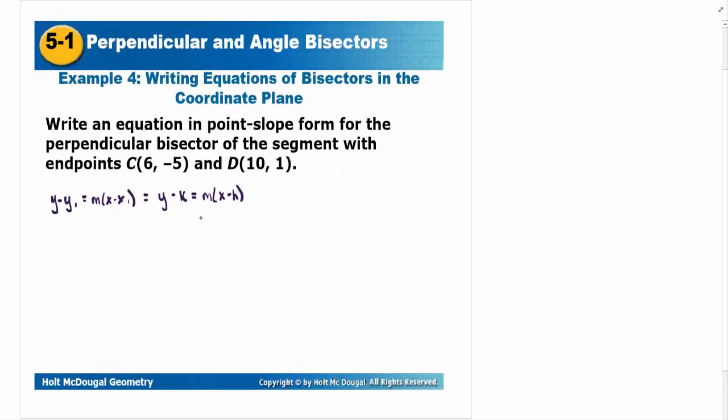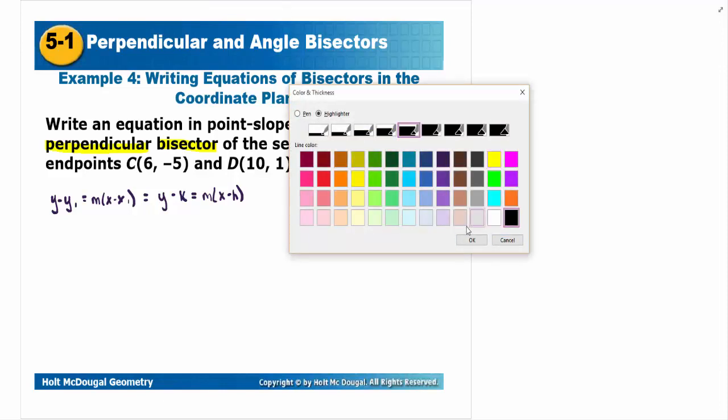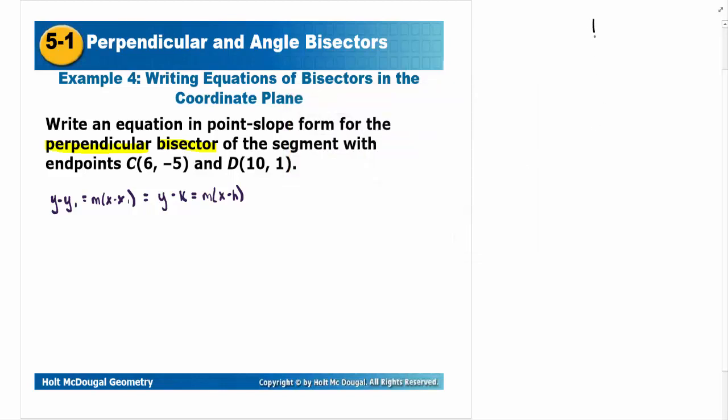It'll be fun. So we want to write an equation in point-slope form for the perpendicular bisector of the segment with these endpoints. There are two parts of this that you really need to make sure you understand: perpendicular and bisector. We have two key components of this problem. Perpendicular means what you think it means. I'm going to draw an XY plane. We want to have a picture to go along with what we're doing here.